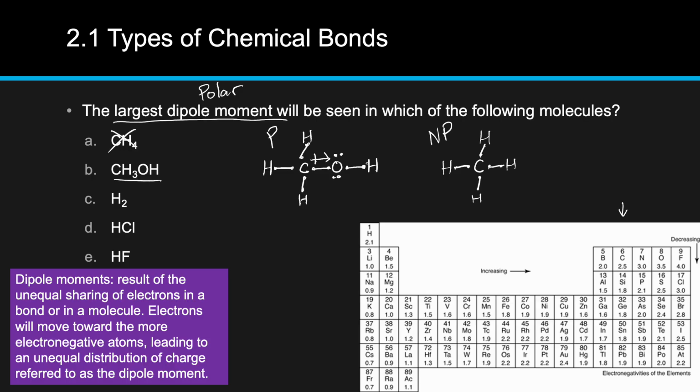Next up, we have H2. H2 is a diatomic molecule, so we just have 2 hydrogens, each with 1 valence electron, so it's just going to form that single bond between the 2. This is an equal sharing of electrons, so this would be a non-polar molecule.